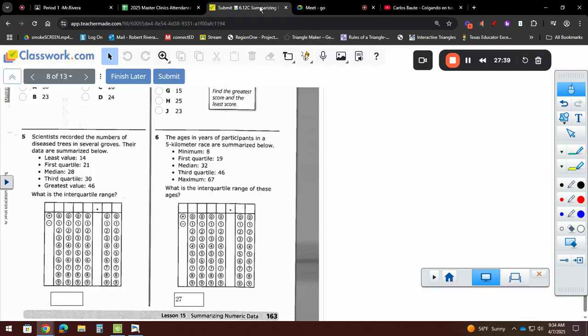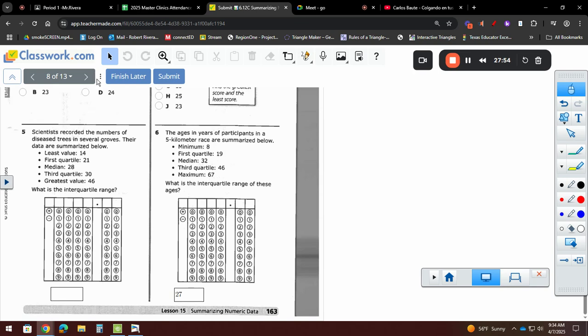By now you should be done with that one. Hopefully you created your box plot. What was the IQR for your question? 9. Good job. So make sure you punch in here 9. We're done with slide 8.